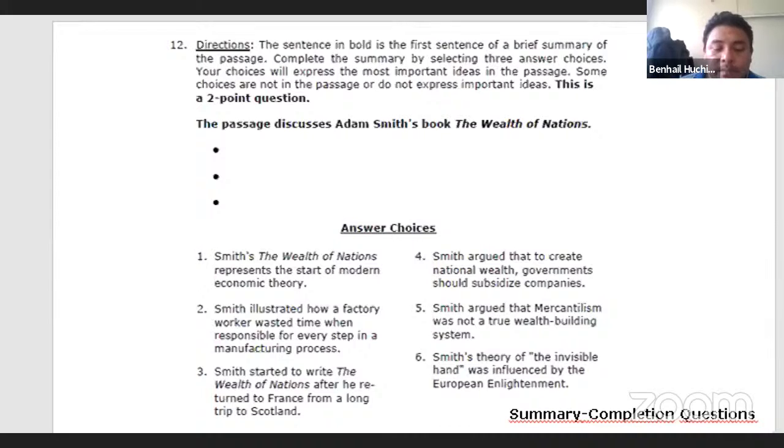This question type starts with a topic sentence in bold. The topic sentence starts a short summary of the passage. You must complete the summary below the bold sentence. There will be 3 bullet points and 6 sentence choices. Choose the sentences to complete the summary. Click and drag each choice beside a bullet point. You do not have to put the answers in order. This is a 2-point question.